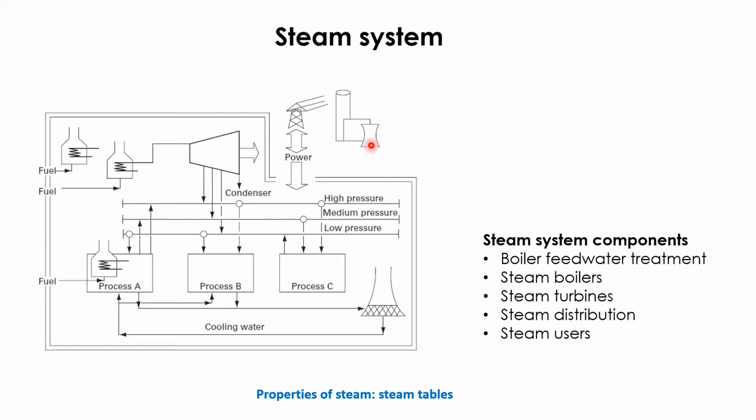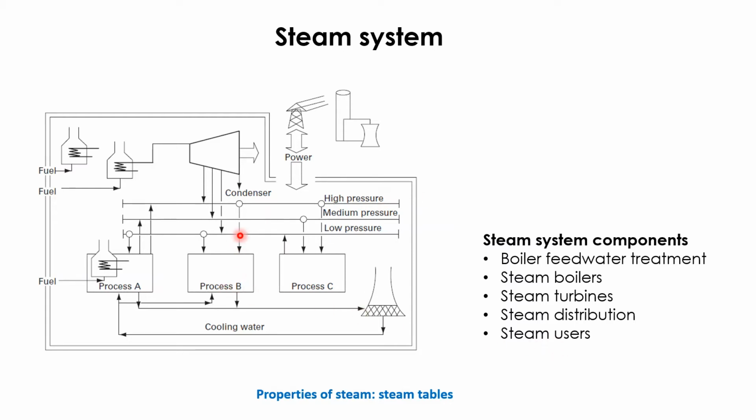By looking at this figure, we can see that there are so many different components in the steam systems. First of all, not shown in this graph, the boiler feed water treatment. It is basically to treat the feed water that will be converted to steam. The steam boiler itself, in this case, can be represented by this unit. The steam turbine is here. We have steam distribution all over here, and then lastly the steam users.